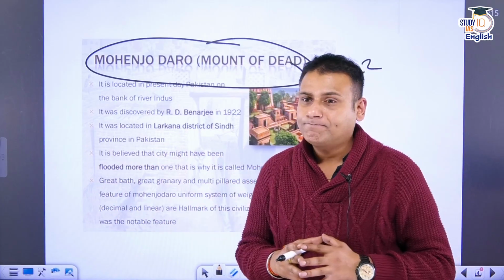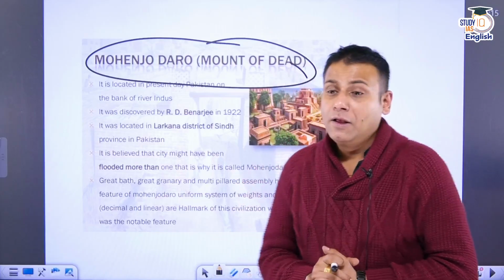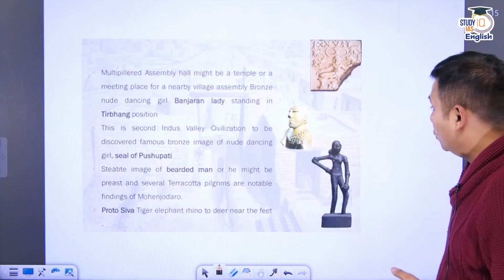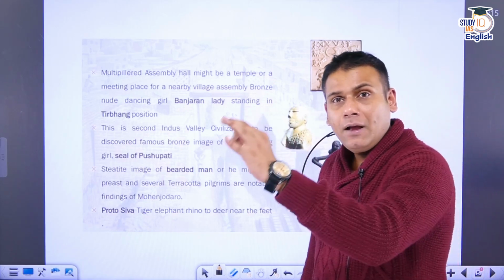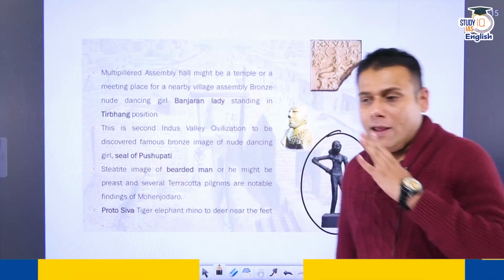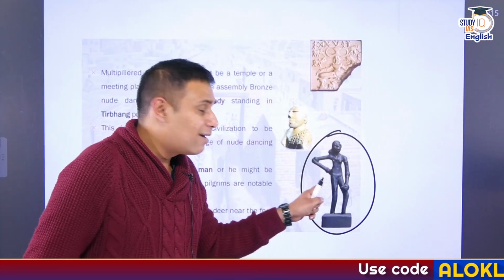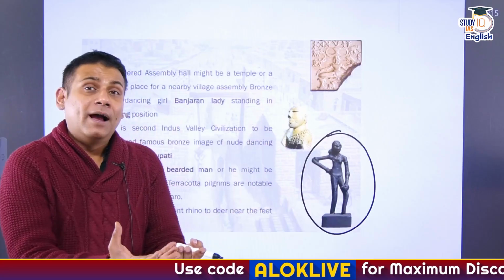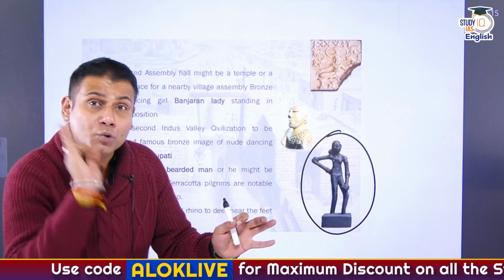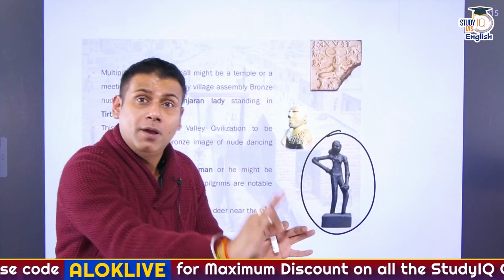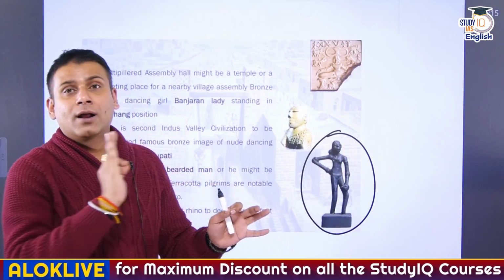Let's explore. The most important finding from the site of Mohenjo-daro is this bronze image of a nude dancing girl. Now this lady is standing in a Tribhanga posture, and you can observe that her right hand is on her waist. Her hands are full of bangles. This simply exemplifies she might be a Banjara lady. I'm repeating the point, might be. She might be a Banjara lady.